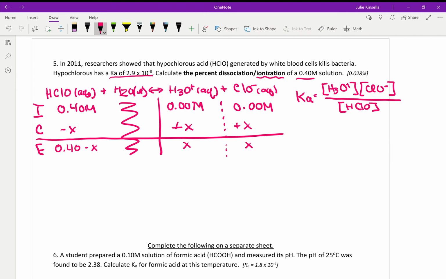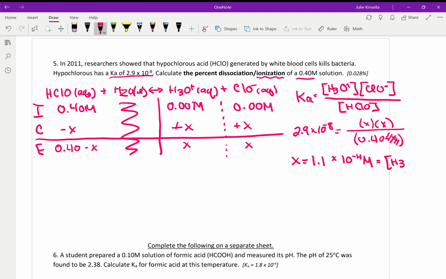So for this, we were given the Ka, so we're going to have our 2.9 times 10 to the -8. We have x times x, and then we have 0.40 minus x, which again, we're going to say that that change is going to be less than 5%, so we can simplify that. And then going ahead, cross multiplying, taking the square root, you're going to find that x is equal to 1.1, keeping to the 2 sig figs, times 10 to the -4 molar. Okay, which remember that is the concentration of our hydronium.